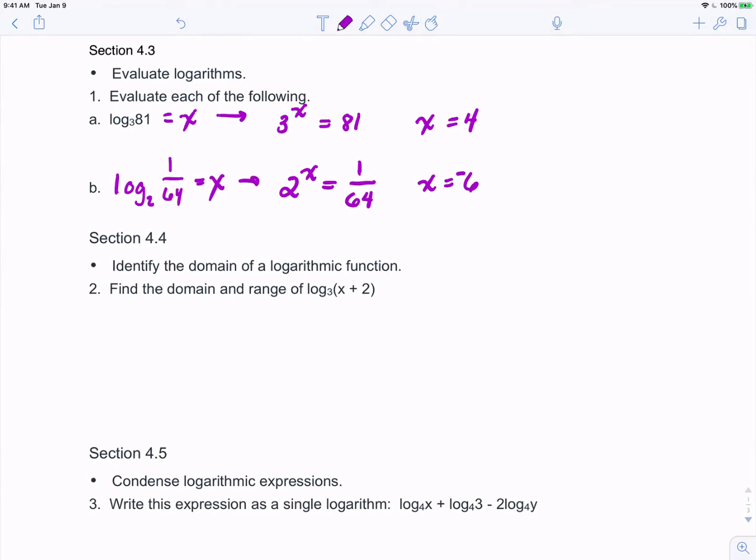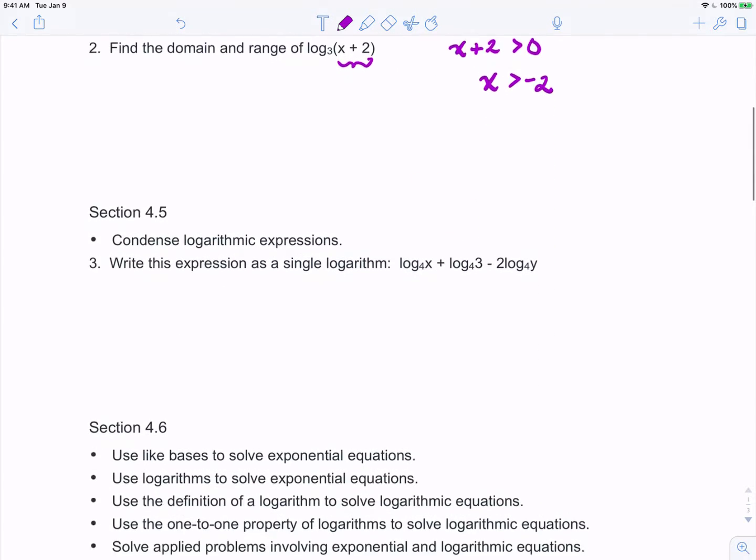Next was to practice identifying the domain of a log function. Remember, when you take the log of an expression, this expression must be greater than 0. So x plus 2 has to be greater than 0. In other words, x has to be greater than negative 2. So that would be the domain of that function.